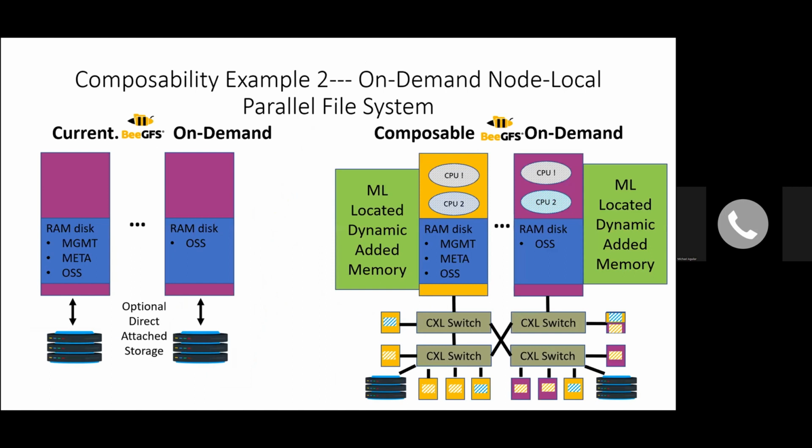On the left side of this diagram, you'll see what we've currently got. We're taking resources, in our case either direct-attached storage or RAM disks, and that takes away some of the RAM from our run jobs, so we have to be cognizant of that. On the right side, however, with the composable system, we add the resources in as we need.